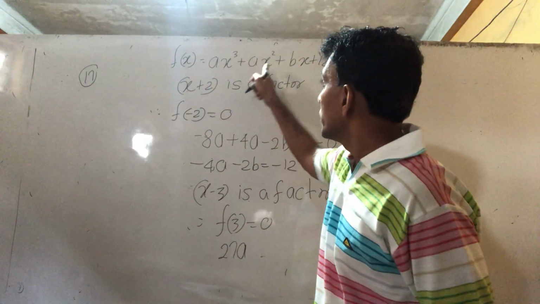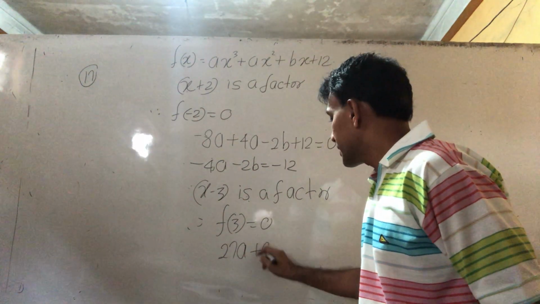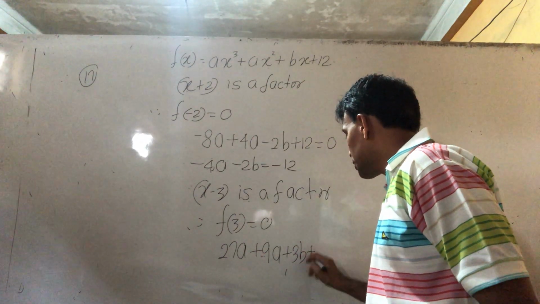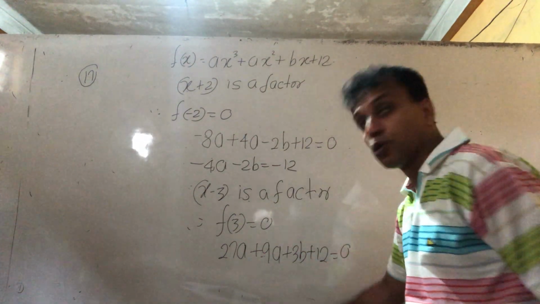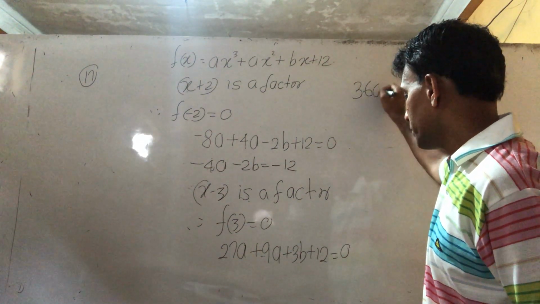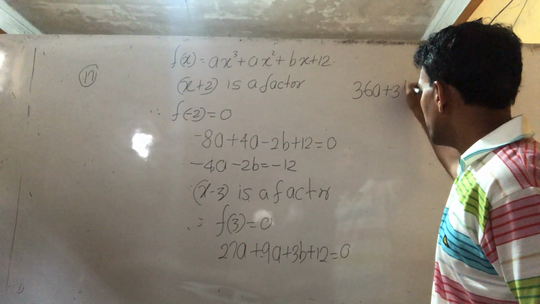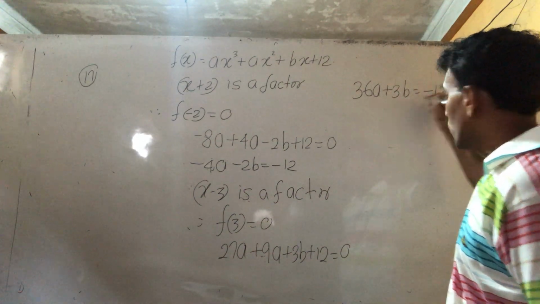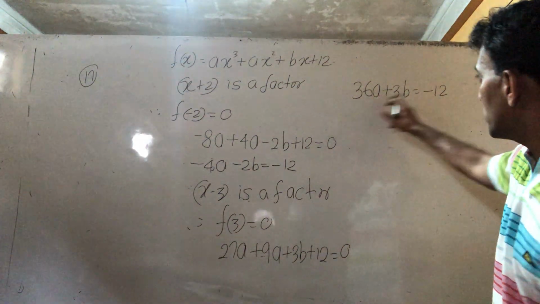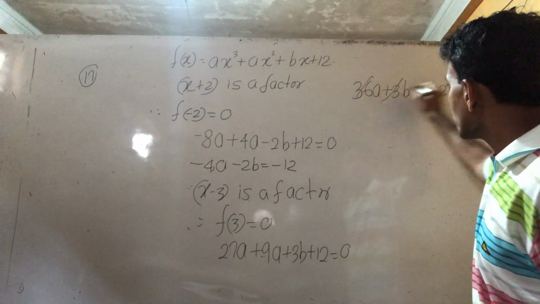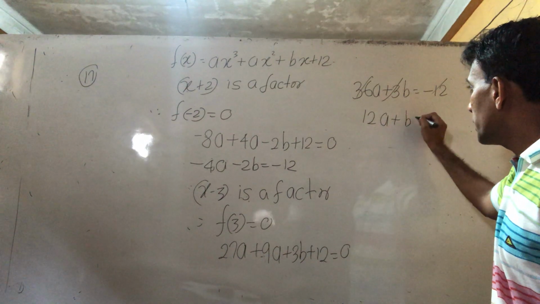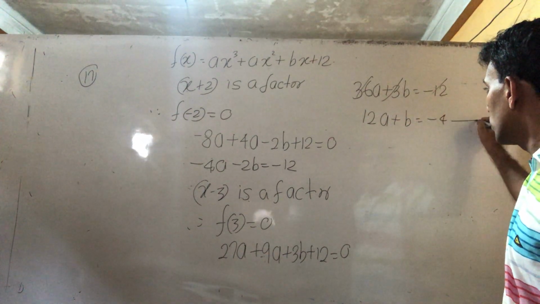Here 3 means 9a plus 9a plus 3b plus 12 equal to 0, right? Therefore, 36a plus 3b minus 12. Okay, minus 12, right? Can I cut this by 3? But the 12a plus b equal to minus 4.